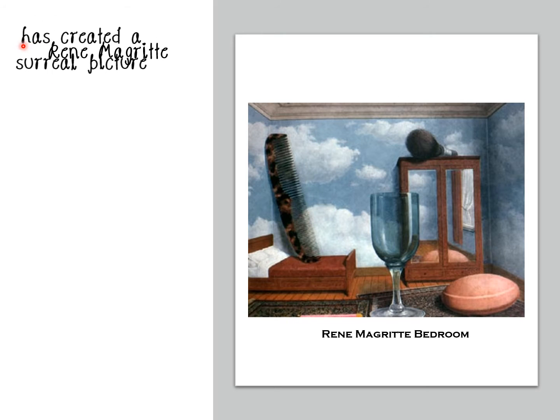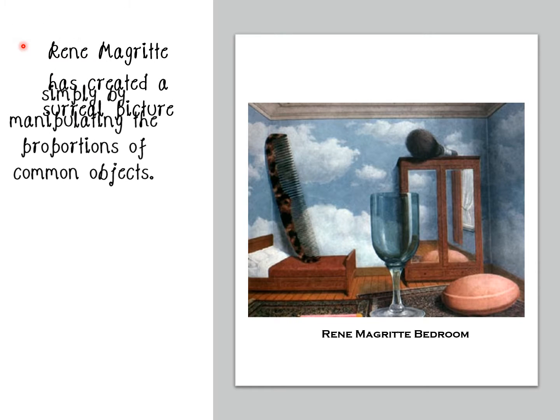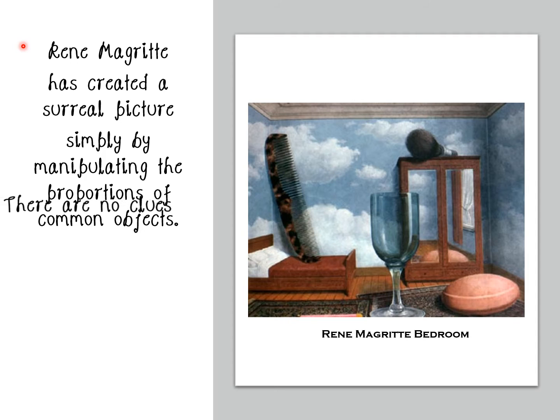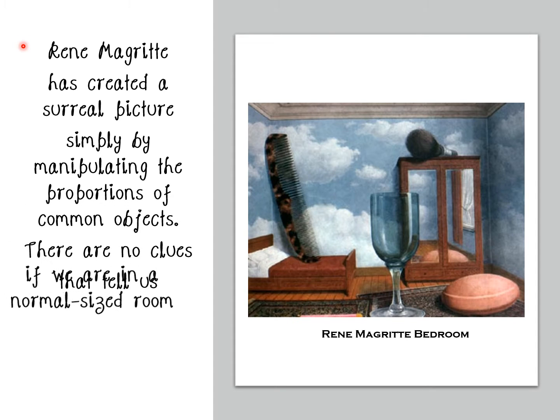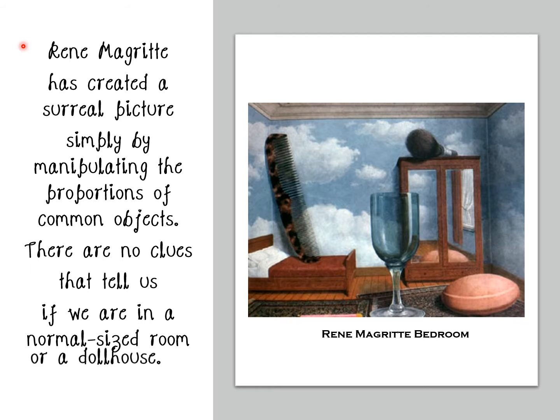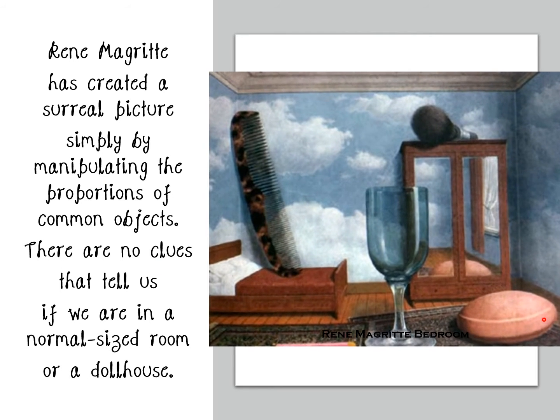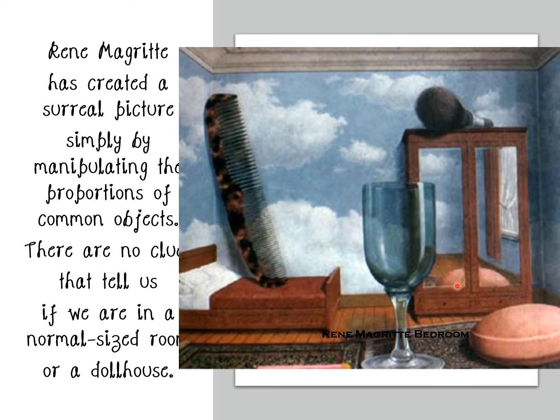In this work, René Magritte has created a surreal picture simply by manipulating the proportions of common objects. There are no clues that tell us if we are in a normal-sized room or a dollhouse. You can see that this room has a giant cup, giant comb, and a brush. The objects in this are much larger than the bed or the wardrobe.